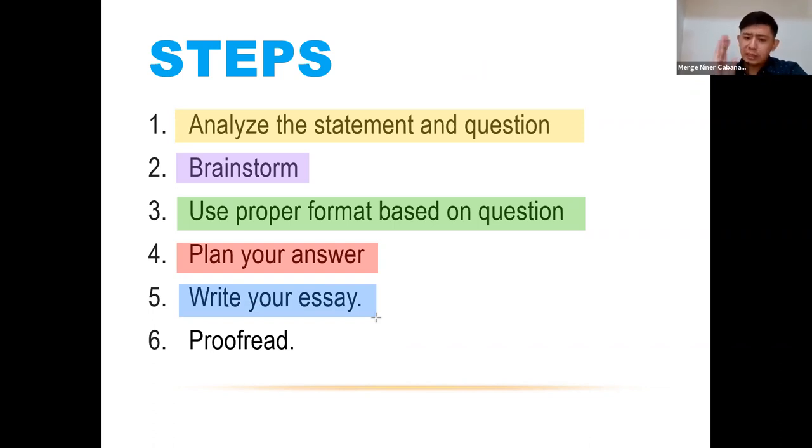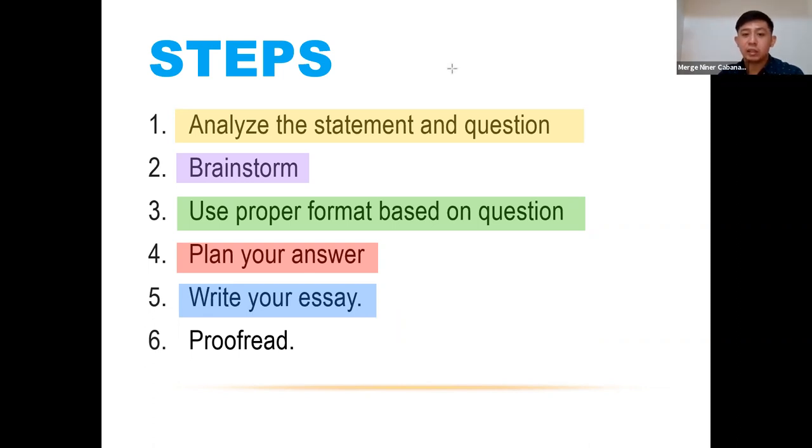So when you see your topic, when you see your task description, you do not write right away. What you need to do is analyze first, brainstorm, and then think about what format you're going to use based on the instruction. Then plan your answer. What are the topics that you will include in your presentation, and then write your essay.